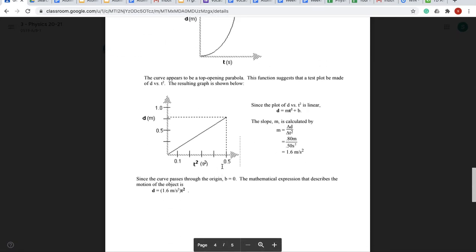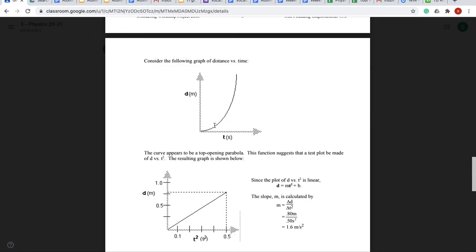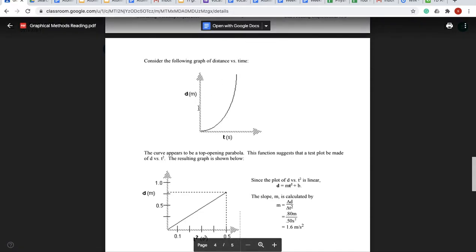All right, the next curve is the top opening parabola. It's just a parabola that goes up like this, and the top is open. And when we have a parabola like this, this is showing that one of the variables is increasing at a faster rate than the other. In fact, the variable that is increasing at a faster rate is the d variable, because the line is curving in the direction that d is going, the y is going.